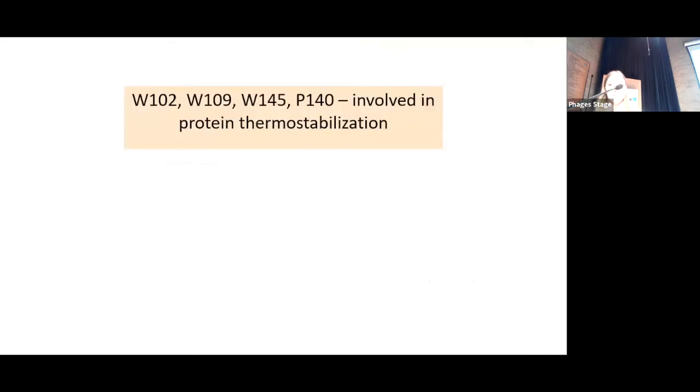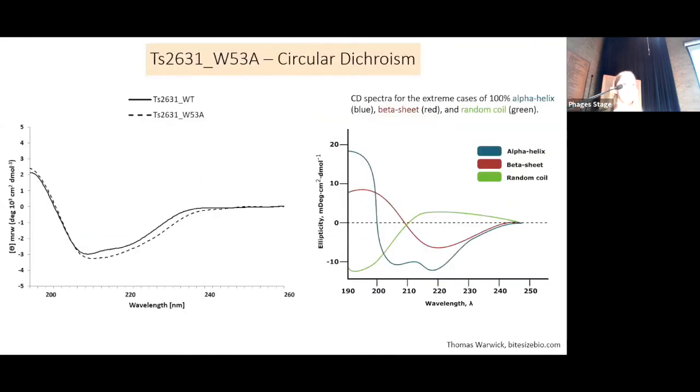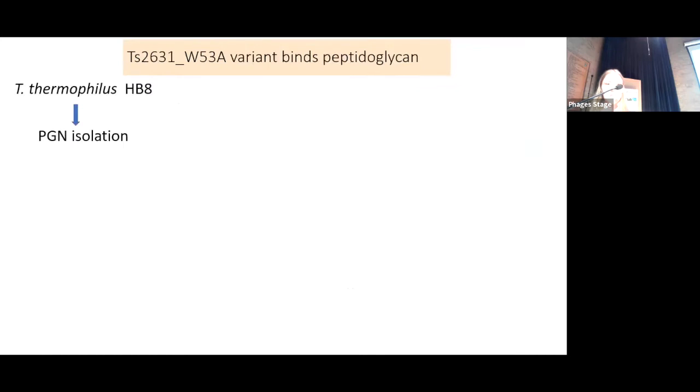But firstly, a short summary. We know that tryptophan at positions 102, 109, and 145, and also proline at position 140, are involved in protein thermostabilization. But what is the function of tryptophan at position 53? At first we thought it could be some change in conformation, but we see that the wild type enzyme is an alpha helix, and tryptophan at position 53 doesn't really change its conformation. So we decided to perform one more experiment.